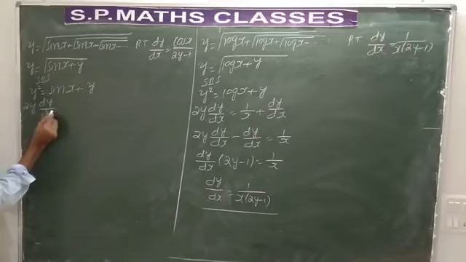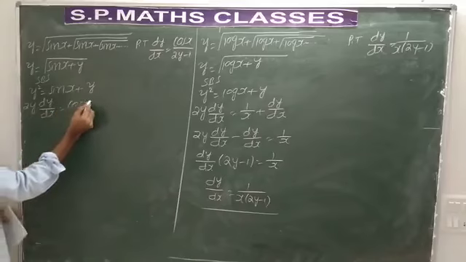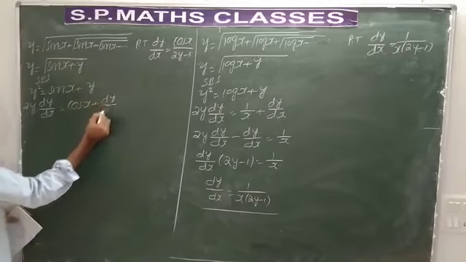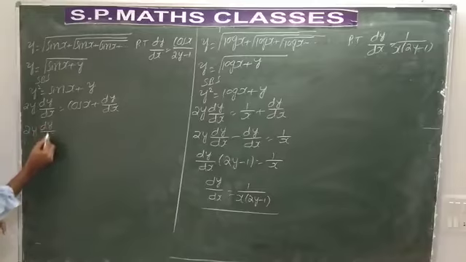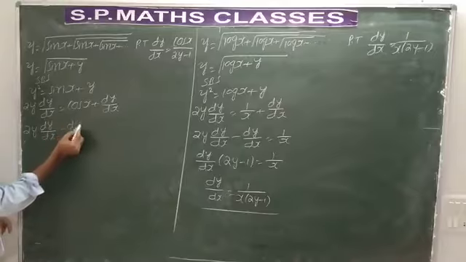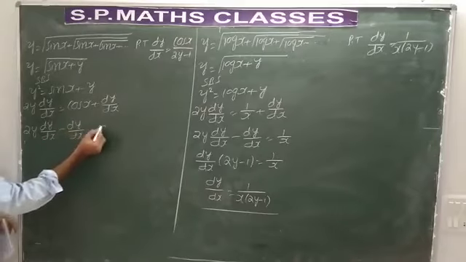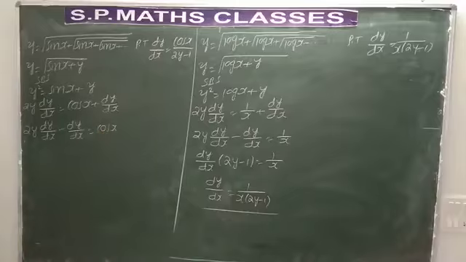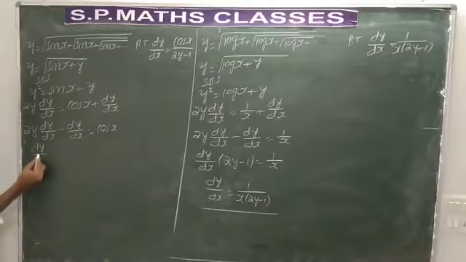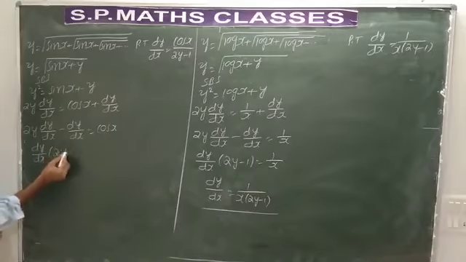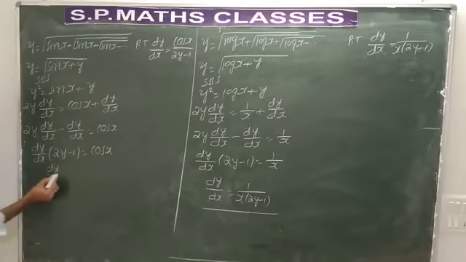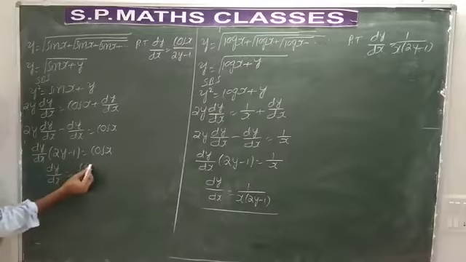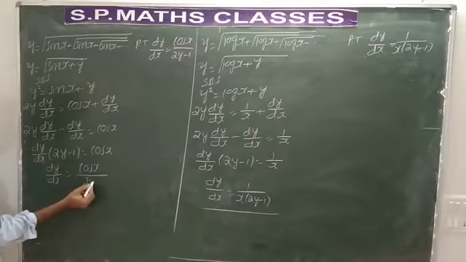2y into dy by dx is equal to cos x plus dy by dx. So 2y into dy by dx minus dy by dx is equal to cos x. Now we take dy by dx as common factor: dy by dx into 2y minus 1 is equal to cos x. What is dy by dx then? It is cos x divided by 2y minus 1.